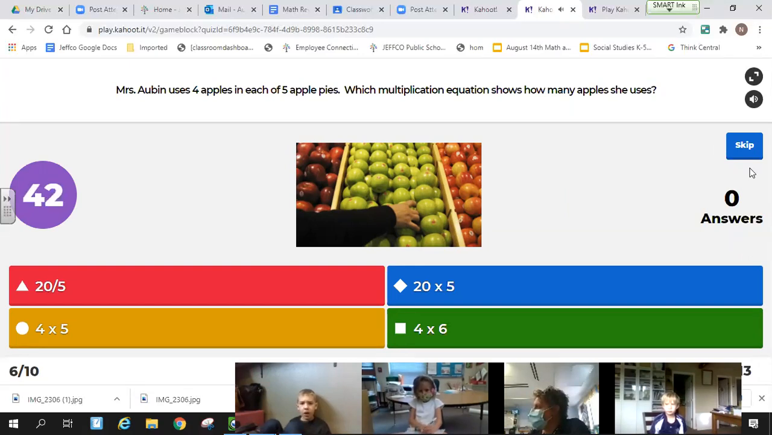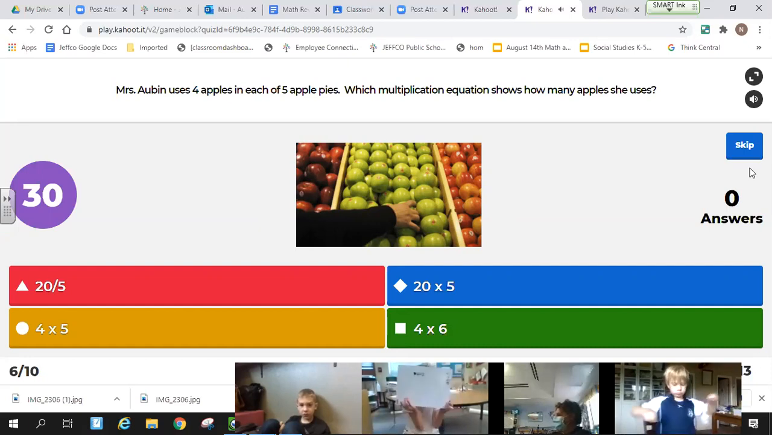Which multiplication equation shows how many apples she uses? I should have said equation. Write it down, hold it up. But you know what? It didn't help everyone.